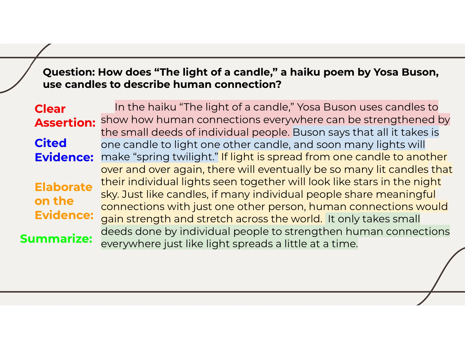In the pink highlight, we see a clear assertion. The blue is where we cited our evidence. The yellow is where we elaborated on the evidence. Remember, we did two things. First, we said exactly what literally our evidence was saying, and then we said how that evidence connects back to our assertion. And then finally, the green is our summary statement.